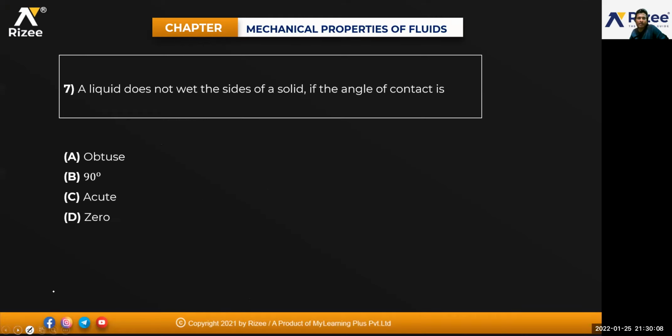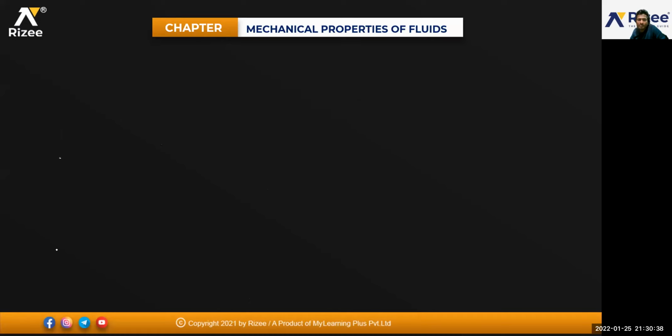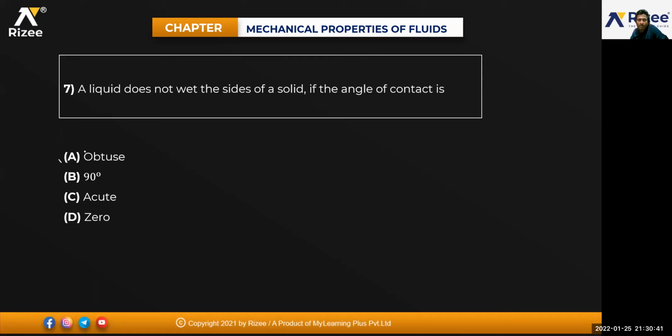Very good. Next one. A liquid does not wet the sides of the solid if the angle of contact is obtuse, 90 degrees, acute, or 0 degrees. Can anyone tell me what is the answer, beta? The liquid does not wet the sides of the wall if the angle of contact is... anyone? Option A, obtuse, very good. If it is greater than 90 degrees, obtuse. Okay, very good. Theory question directly.